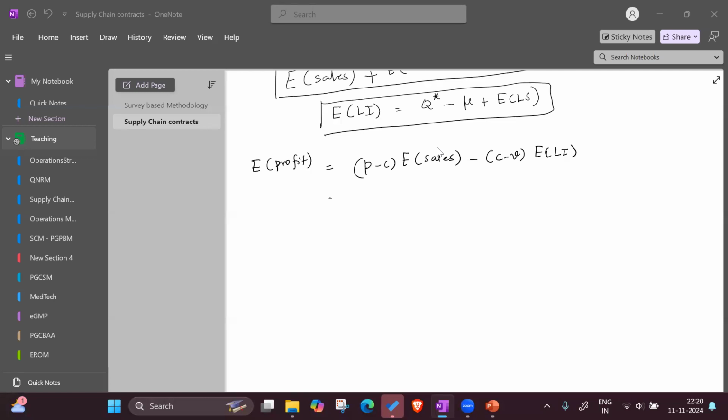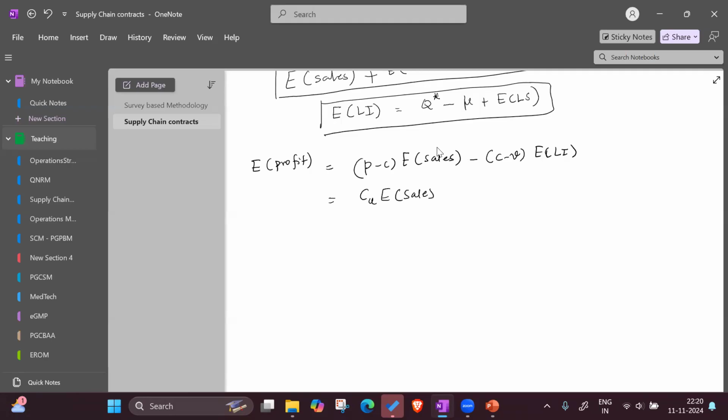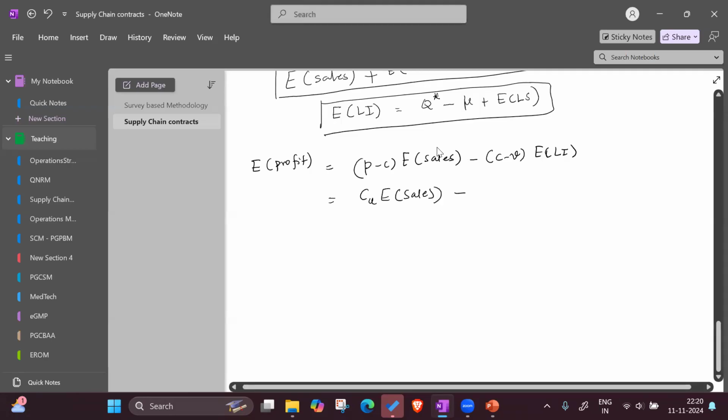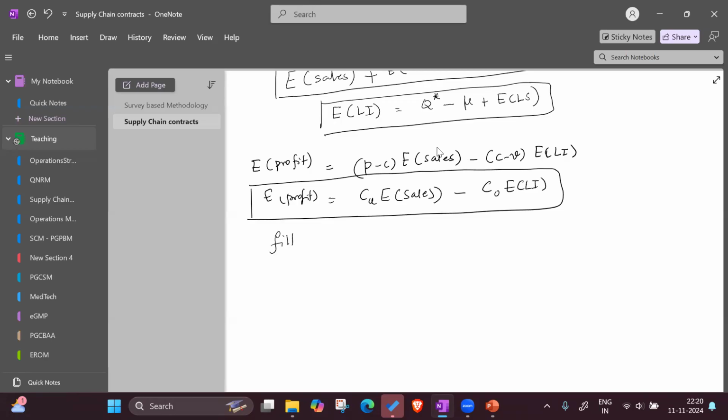So P minus C is your cost of understocking, and C minus V is the cost of overstock. So this is the formula for expected profit. This is what we will use again. And then you have your fill rate, which is another metric that we are going to use, which we are going to calculate as expected sales divided by Q.